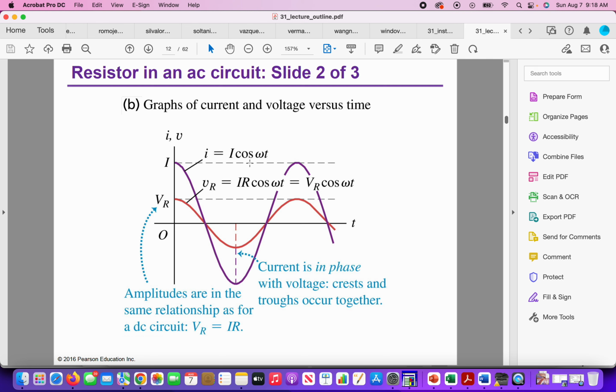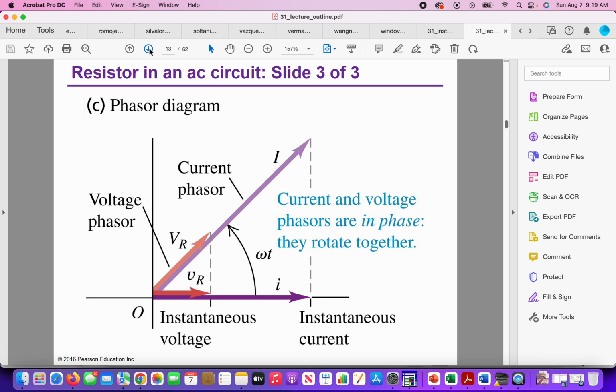One thing that is really important here is to understand that they are in phase. What does in phase mean? When we have a maximum or a crest here, a crest is going to occur there. When we have a dip or trough here, there is going to be a trough there. Then the voltage and the current are in phase for a resistor, and we're going to see how this is different for capacitors and inductors.